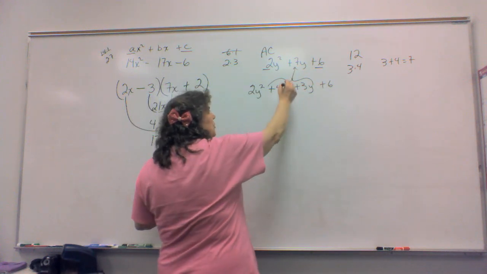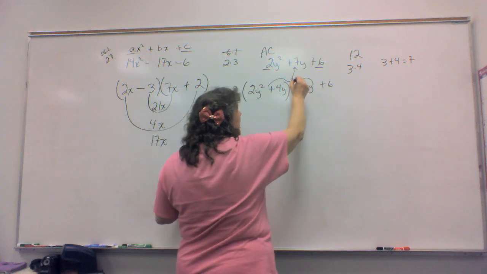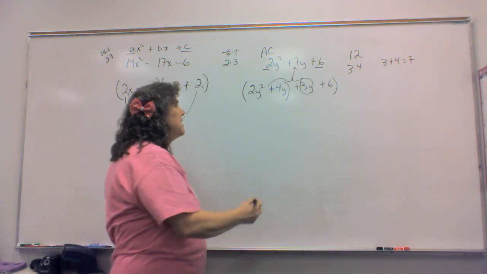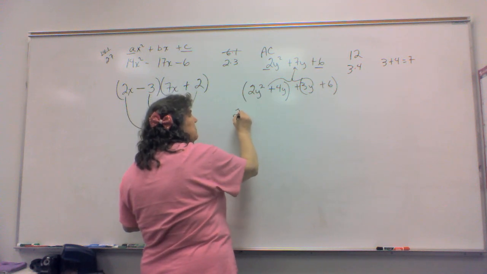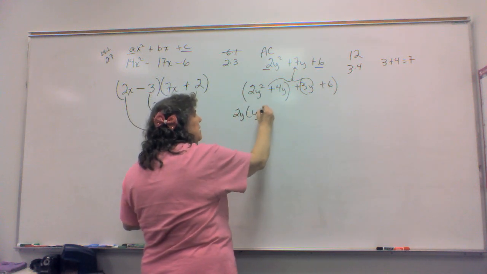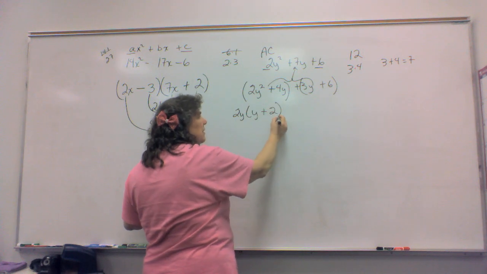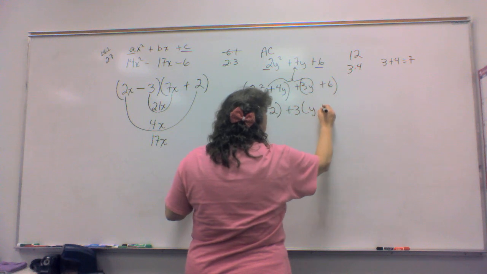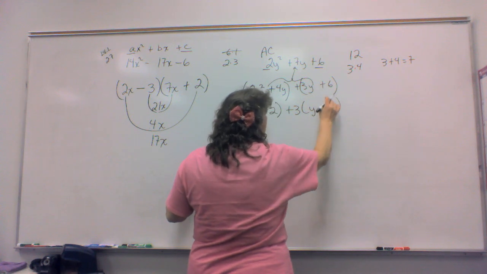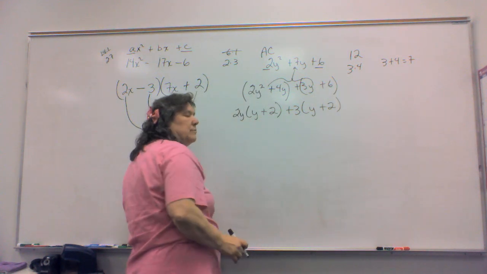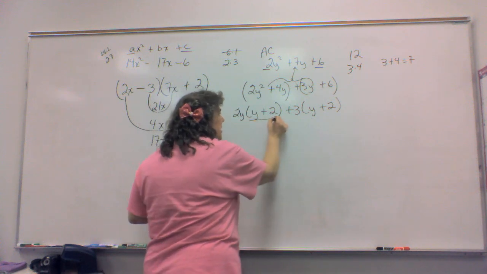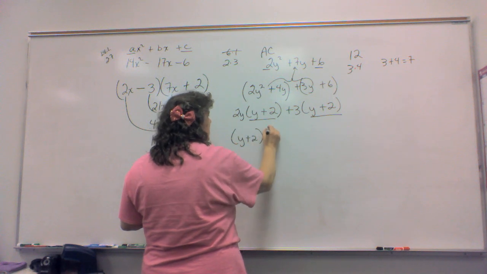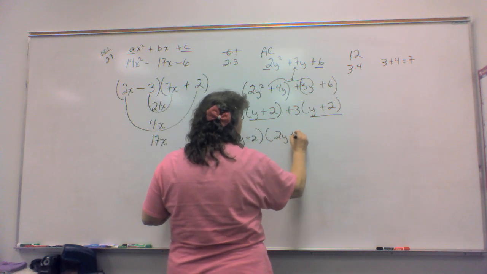And now we're going to group the first two and group the last two. And now we're going to use our grouping method to get there. 2y is my common factor times y plus 2. 3 is a common factor here, so y plus 2. 3 times 2 is 6. 2 times 2. You see that? Now we have a common factor, so I have y plus 2 times 2y plus 3.